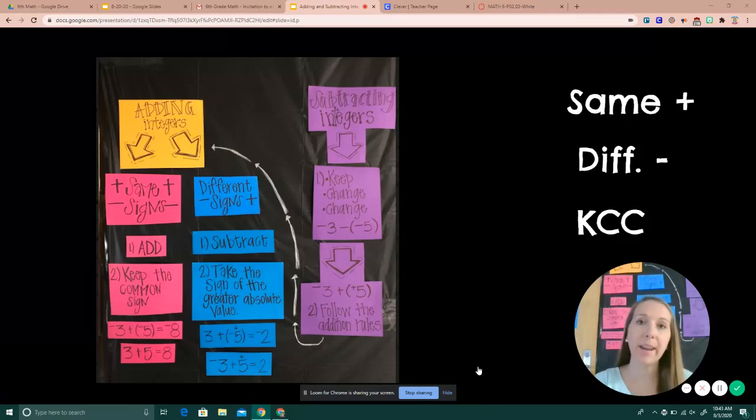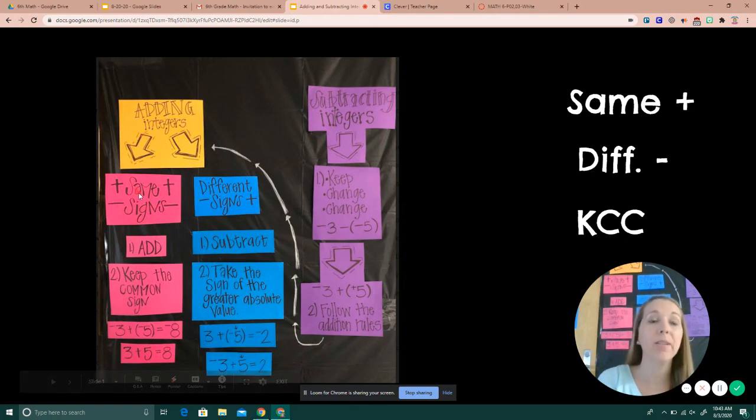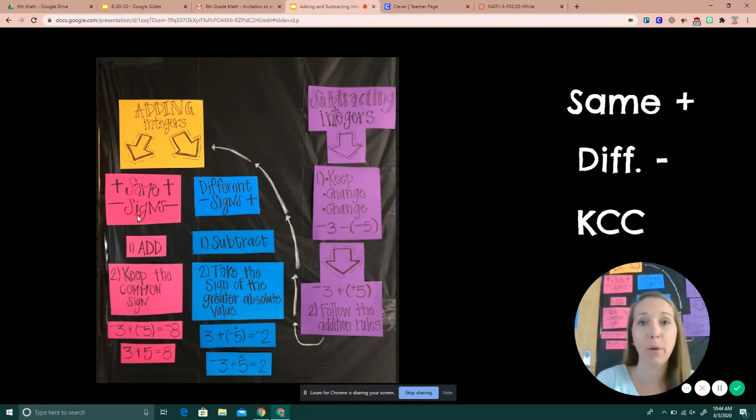Today we're going to be looking at NS9, which is adding and subtracting of integers. Before we get started, we need to make sure that we understand the rules. First, looking at adding integers on the left-hand side, we have two choices. If they are the same sign, which means they are both positive or both negative, you're going to add them and keep the common sign.